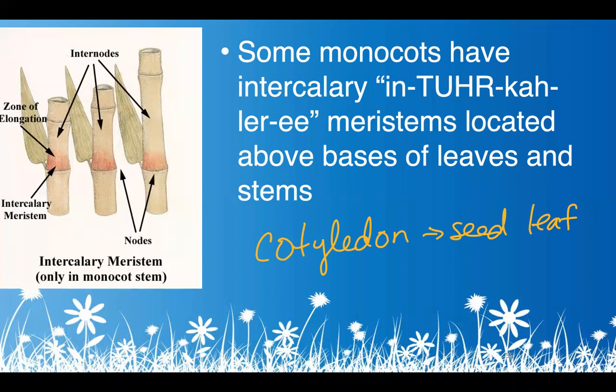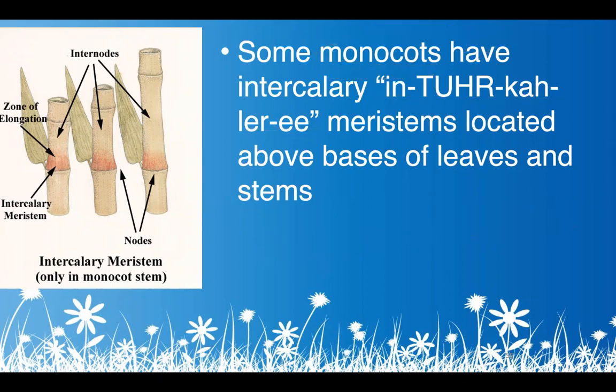There are other distinctions in monocots and dicots as far as the organization of their vascular tissue, which we'll talk about when we get into the plant organs, the leaf systems, and the roots. We look at monocots versus dicots and how the vascular tissue is organized there. But intercalary meristems only occur in monocots and only some. So in dicots, you're not going to have intercalary meristems. Intercalary meristems occur above the bases of leaves and stems.